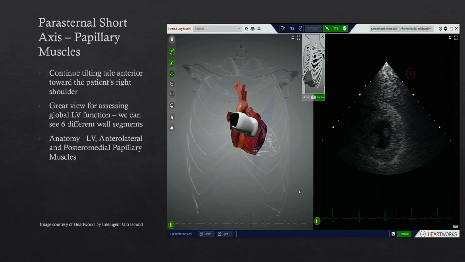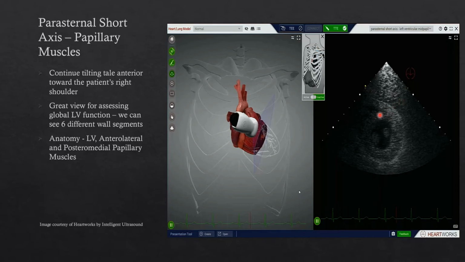Moving forward, now what we're going to do here is continue tilting the tail of our transducer toward the patient's right shoulder. So now we're cutting the ventricle down even further at the level of the papillary muscles. Okay, and so this is a great view for us to look and assess LV function. We can see a lot of different wall segments in this view.